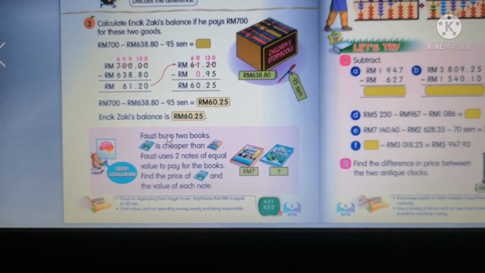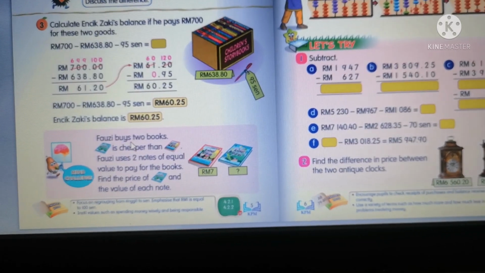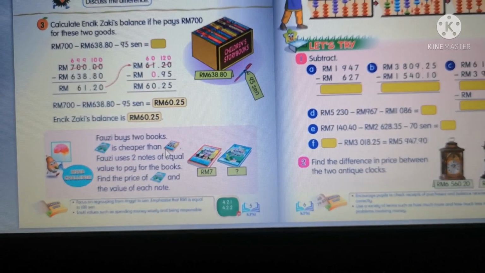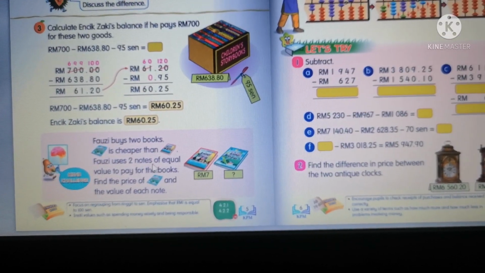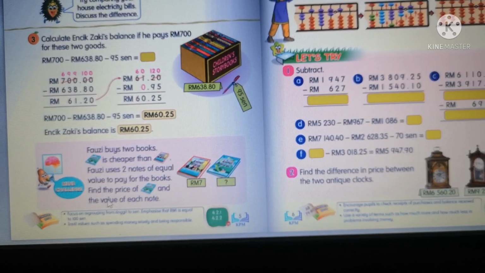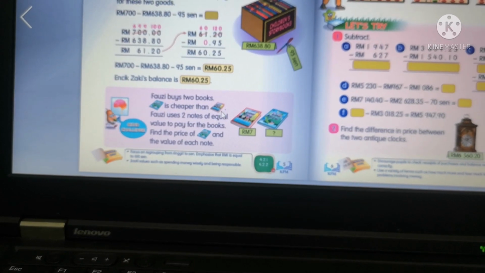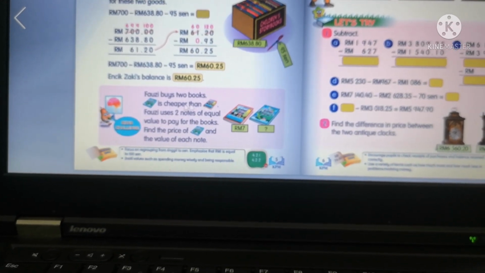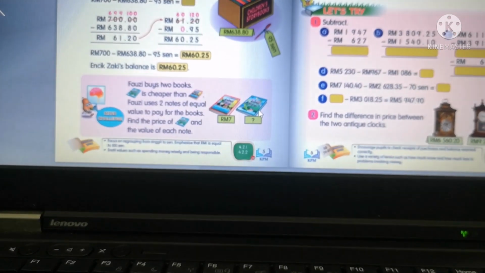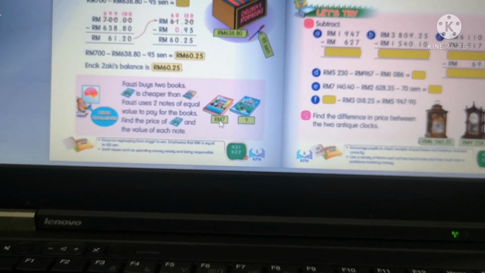So yeah, and this one is Mind Challenger. Fauzi buys 2 books. The blue book, we will just address it as blue book, is cheaper than the red book. Fauzi uses 2 notes of equal value to pay the books. Find the price of the blue book and the value of each note. Okay? So this one, Fauzi, he buys 2 books, right? The blue book with the red book. They've already given you the value, which is 7 ringgit. And they are saying the blue book is cheaper than the red book. Okay, that means the value must be below RM 7.